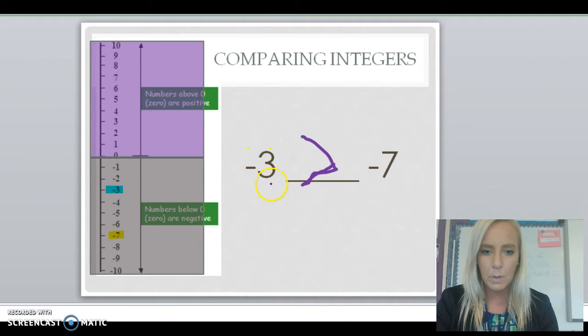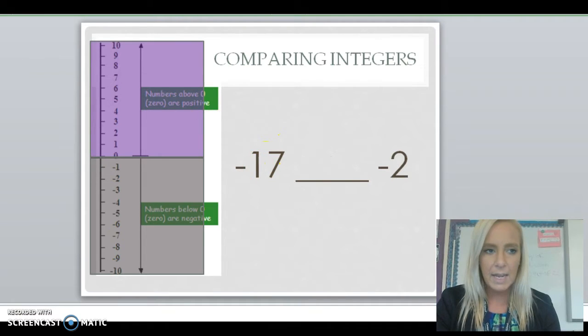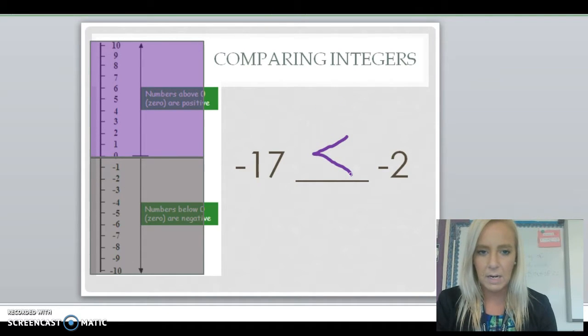With negative numbers, the larger the digit, the smaller it actually is. If you go -7 compared to -3, you are further away from 0. Therefore, it makes it a smaller integer. Here's another example. -17 would be all the way down here. Since -2 is closer to 0, it's actually greater than -17.